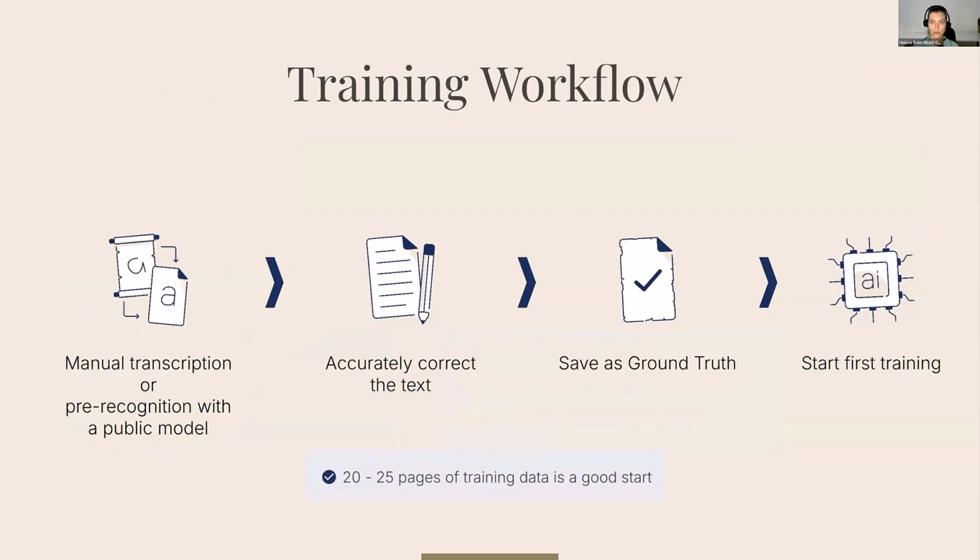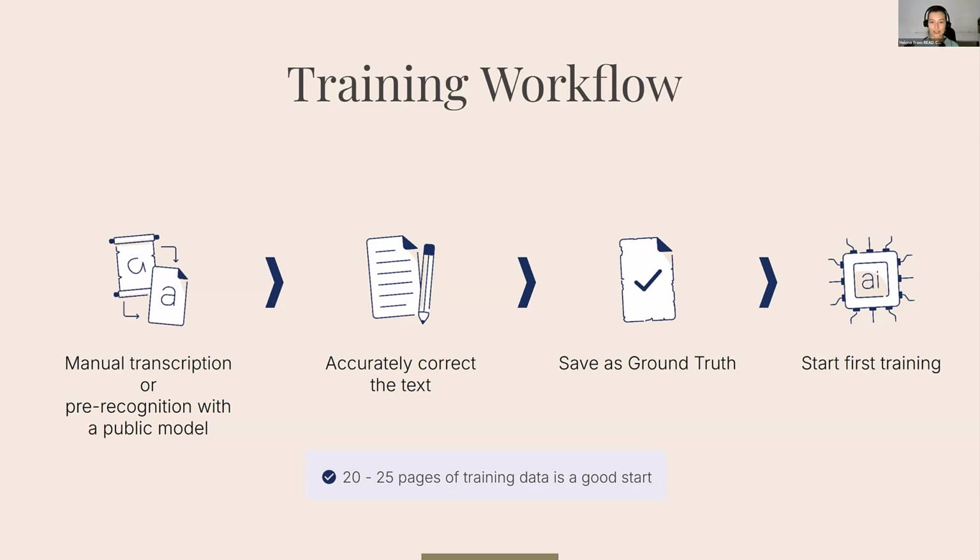Now let's look at the training workflow again. Flo already showed it to us in the beginning, but let's just have a small recap. So the first step is the manual transcription or pre-recognition with the public model. So we've seen with the manual transcription that we have first the layout, and then we can use the editor to create the ground truth. Or as Sonia also showed us, we can use a public model and then simply correct the training data. As previously mentioned, we do recommend using a public model. It does save you a lot of time. Instead of having to go through every page and transcribe everything from scratch, it saves you a bit of time.